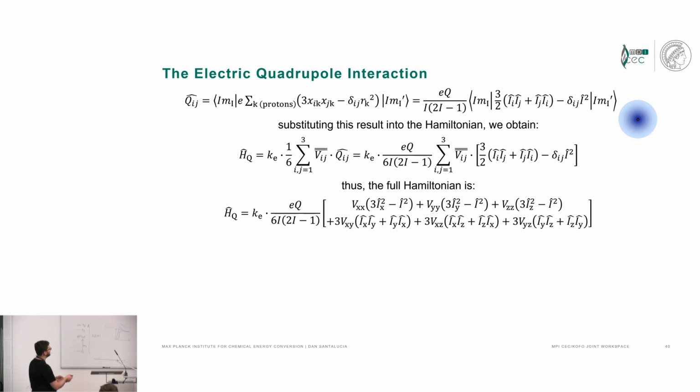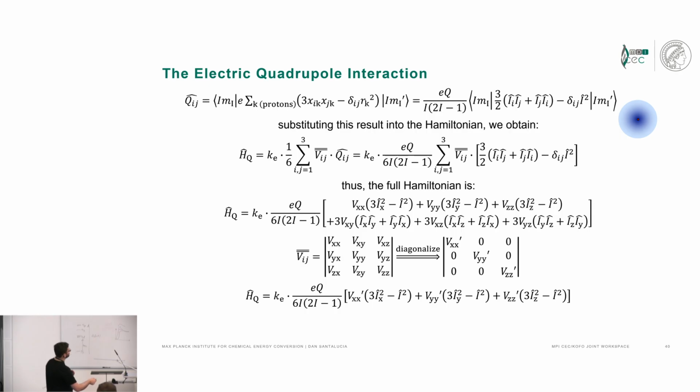This is the full Hamiltonian that contains the x squared minus I squared, but also the xy plus yx and xz plus, and it keeps going, because we have diagonal and off-diagonal elements of the electric field gradient tensor, and we have to sum all that up. That's where this comes from.